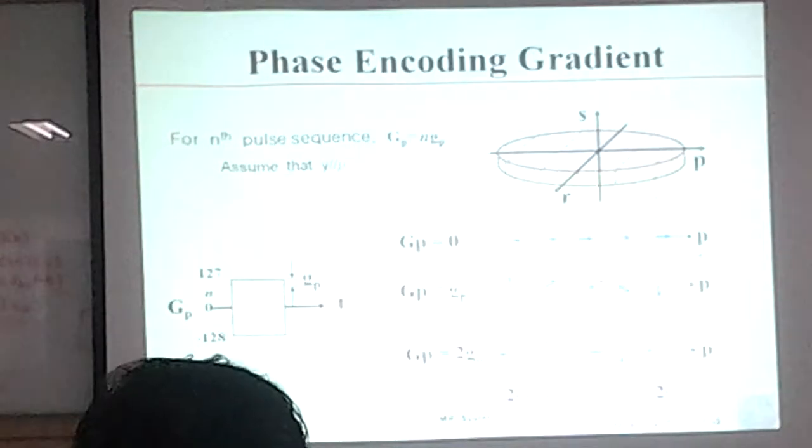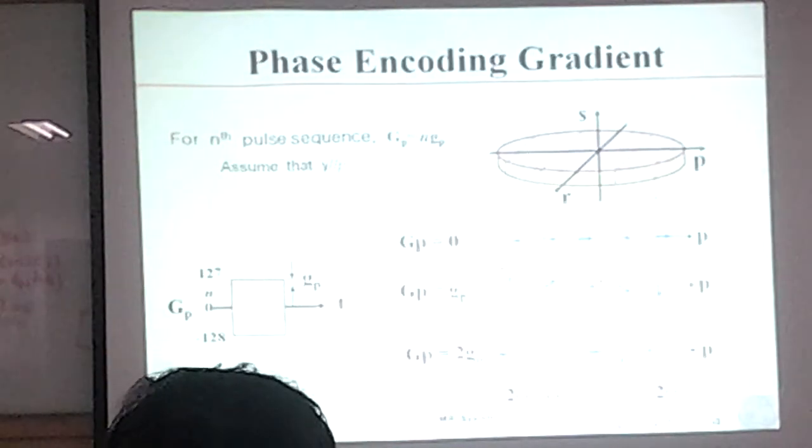For the zero phase encoding gradient, there is no difference of magnetic field along the P direction. So all spins have the same precession frequency. That means all spins have the same phase, even though time has elapsed. So for this case, the phase encoding waveform has zero gradient strength.